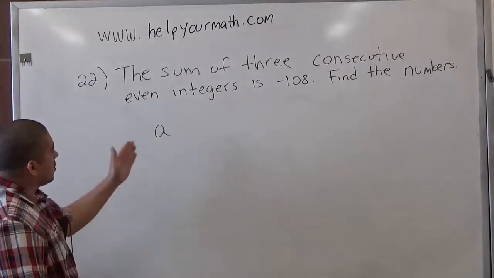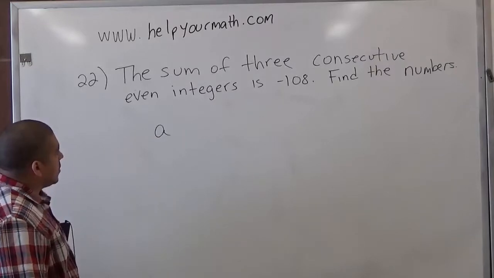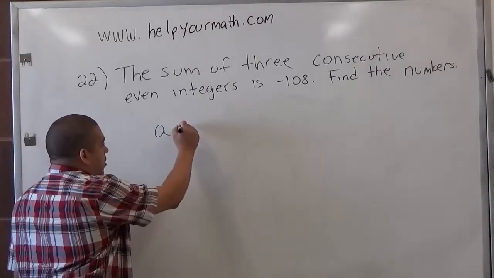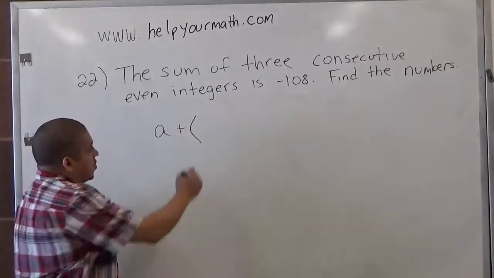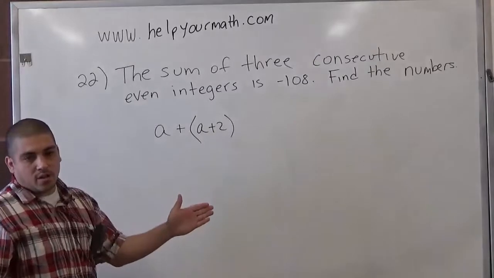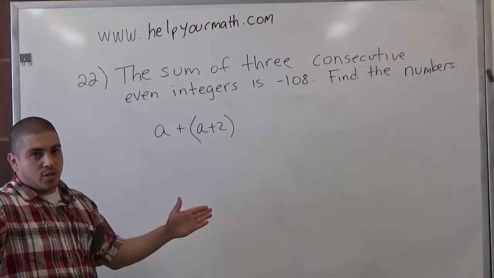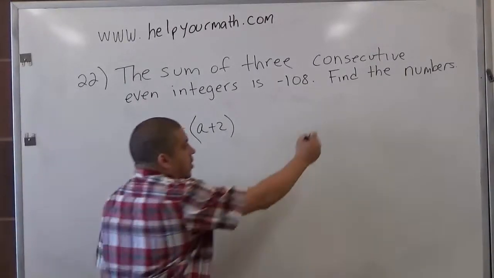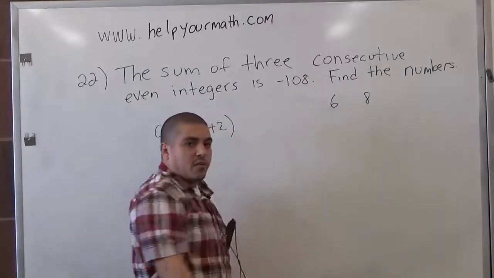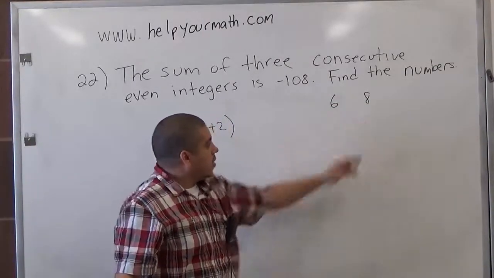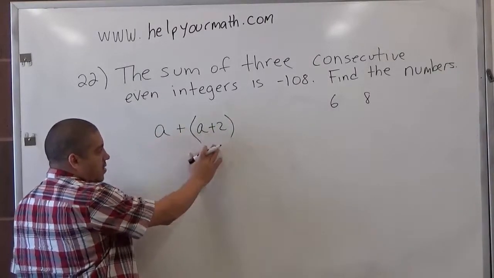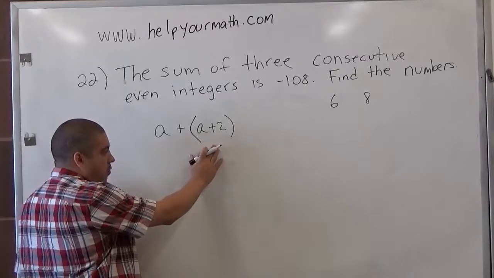Now the next number is going to be A plus 2, because the difference between one even integer and another even integer is 2. For example, the difference between 6 and 8, these are two consecutive even integers, is 2. So this is the next even integer right after it.